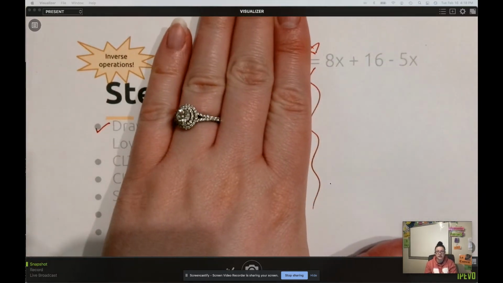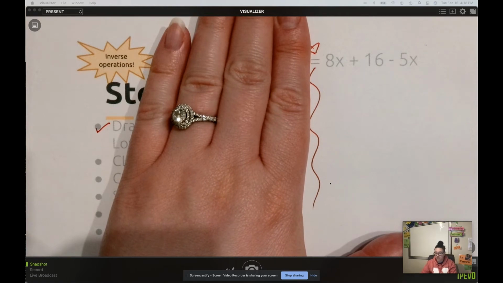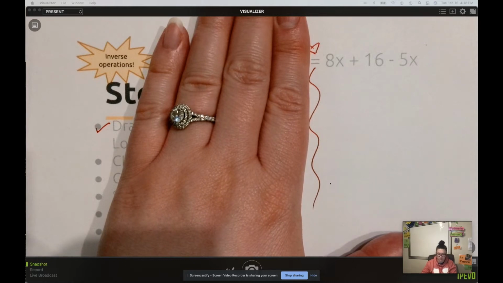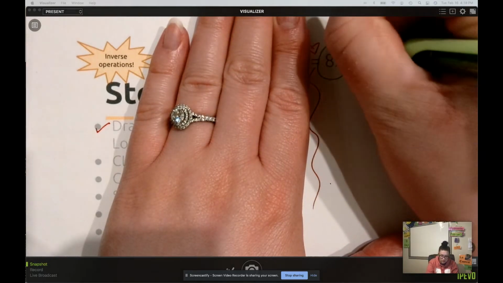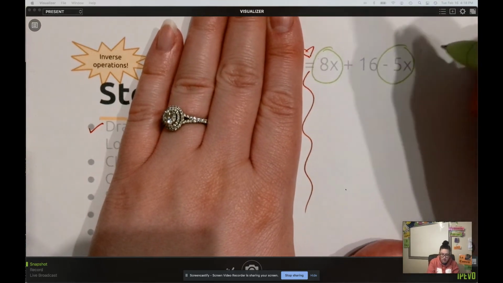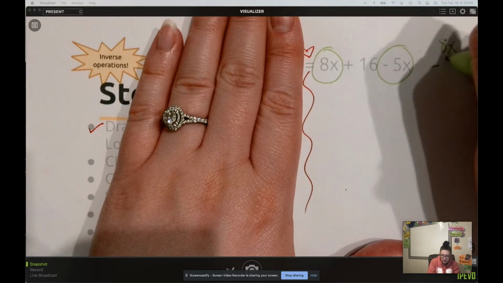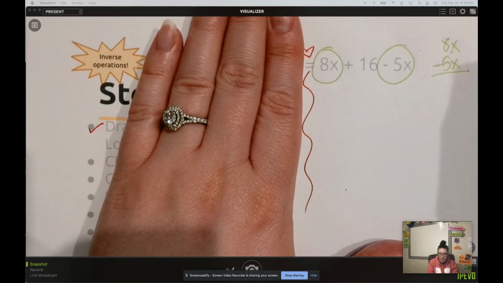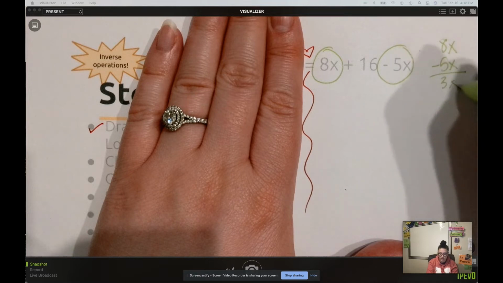Now let's look at the right side. Are there any like terms I can combine on the right side? Yeah, there are. What can I combine? My 8x and that minus 5x. What is 8x minus 5x? 3x.